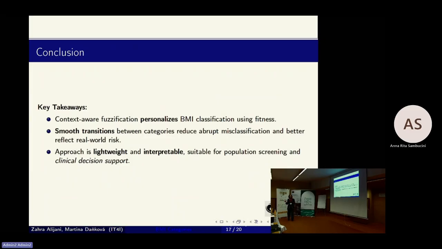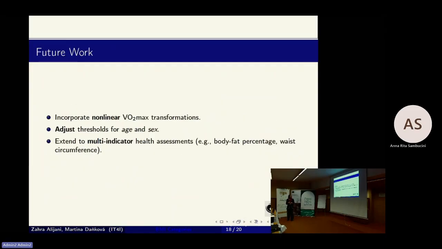Basically, I can give the conclusion. What we did was use context-aware fuzzification to personalize the BMI classification using fitness, with smooth transitions between the categories, reducing misclassification and better reflecting real-world risk. And our approach is lightweight and interpretable for screening the population and for clinical decision support.